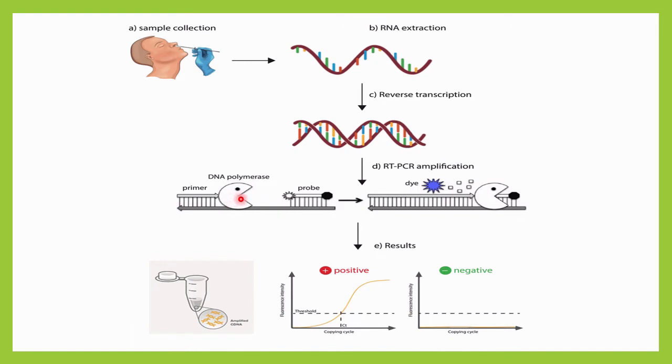And after that the whole process will be similar: denaturation, annealing, and elongation. All that process will be similar. And finally, you see here the fragment will be analyzed. Based on the copying cycle, the number of copies, it will be considered negative or positive. Now let me watch one video for this particular COVID-19 technique.